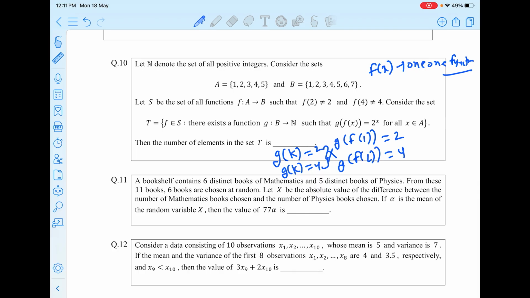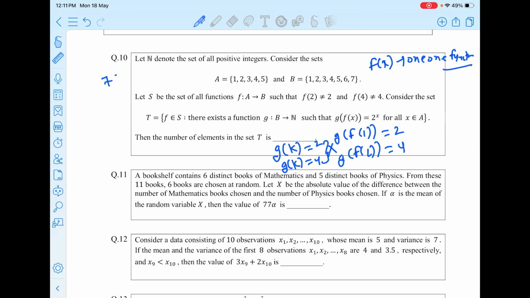Number of 1-1 functions will be what? 7C5 into 5 factorial. This is the total number of 1-1 functions. In this you subtract. What you have to subtract? You have to subtract the case when f of 2 is 2. Then subtract the case when f of 4 is equal to 4.